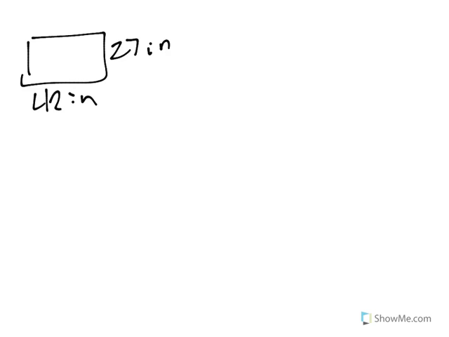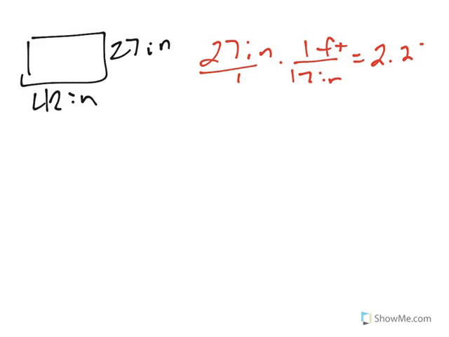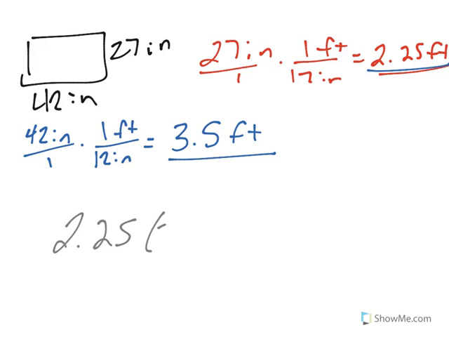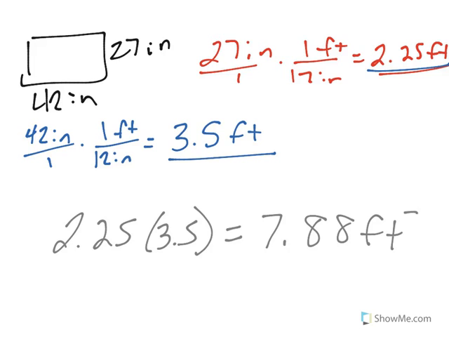Option number 2 is saying, okay, we've got a poster. It's 27 inches by 42 inches. Well, we don't want inches, we want feet. So you could say, well, 27 inches, there are 12 inches in a foot, so this is 2.25 feet. And 42 inches, there are 12 inches in a foot, so this is 3.5 feet. Now I can say, well, to find the area, 2.25 feet times 3.5 feet gives me 7.88 feet squared.